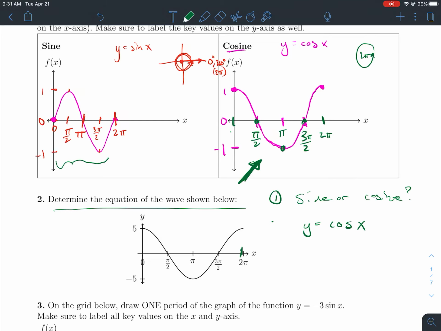Now it is a little bit different. The period is 2 pi here, as it was before, but the amplitude is 5. And so to account for the fact that we're going up 5 and down 5, we need to have a multiplier out front of 5. So the amplitude will go here. Now because the directionality matches, there's no reflection over the x-axis, so it's going to be a positive 5. So this is our final answer.